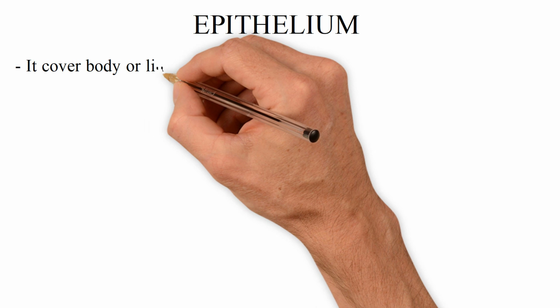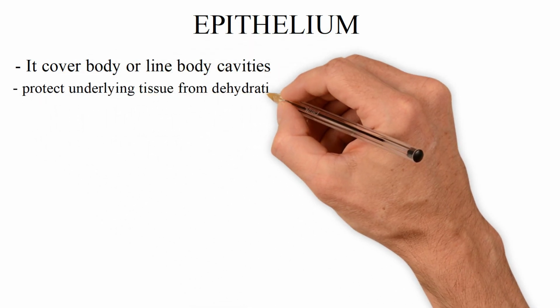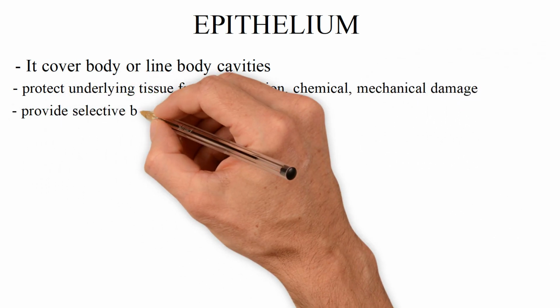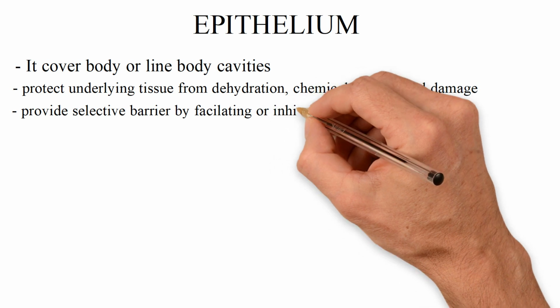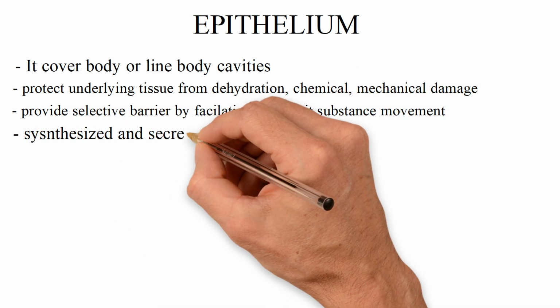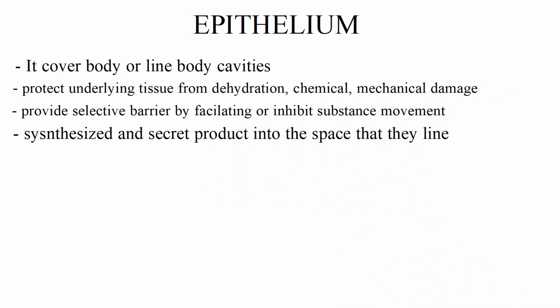Epithelium is a cell which covers the body or lines the body. It protects the underlying tissue from dehydration, chemical and mechanical damage. It provides a selective barrier by facilitating or inhibiting substance movement. It synthesizes and secretes products into the space that it lines.